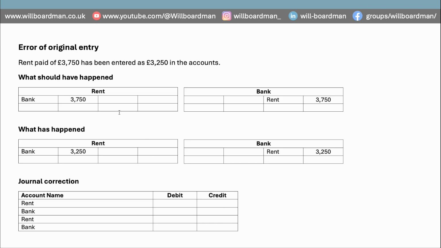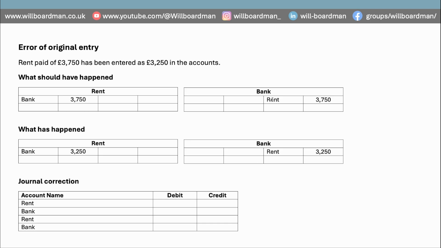Okay, so having a look at this first example then, rent should have gone in as $3,750. We know that rent is an expense, so we should have debited our rent account and we should have credited our bank account. Now in terms of what has happened, the entries in terms of the debits and credits were correct, so the rent has been debited and the bank has been credited, but for the incorrect amounts. Now the best way of dealing with this would be to remove the transaction entirely, so the original transaction, and then enter it in as it should have been in the first place, rather than just doing the difference. Just because it's more clear if someone else were to look at the system.